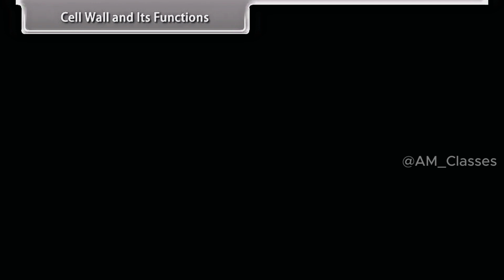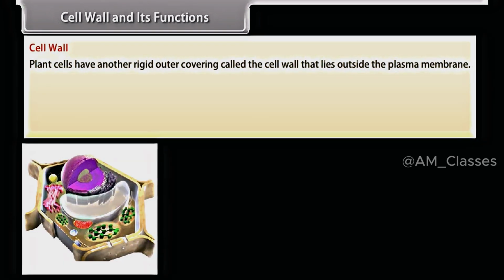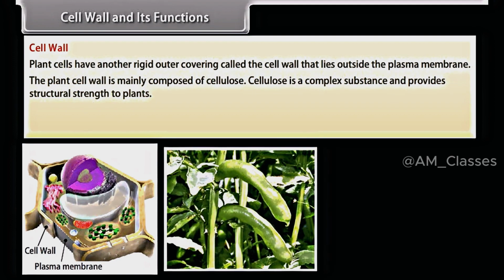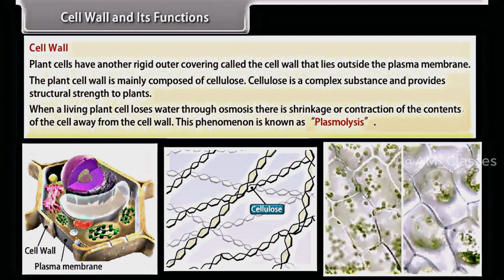Cell wall and its functions. Plant cells have another rigid outer covering called the cell wall that lies outside the plasma membrane. The plant cell wall is mainly composed of cellulose. Cellulose is a complex substance and provides structural strength to plants. When a living plant cell loses water through osmosis, there is shrinkage or contraction of the contents of the cell away from the cell wall. This phenomenon is known as plasmolysis.